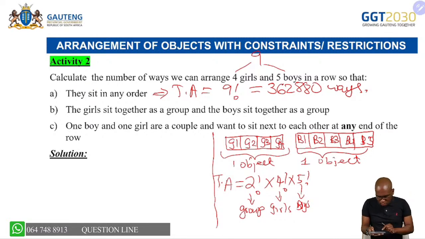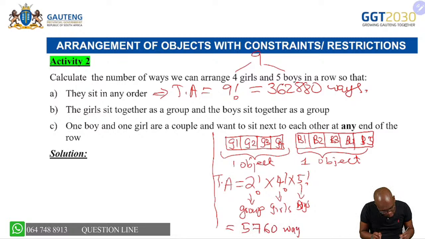Now, if you multiply that, you get 2 factorial times 4 factorial times 5 factorial. Now, that simplifies to 5760 ways. That is for question number B. That is 5760 ways.